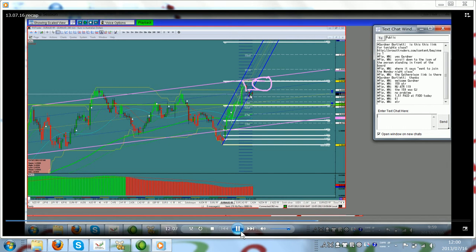However, they are at the top of the trend. They've already taken it out. So they should do an A, B, and a C, which means they could come all the way down to here, in which case we then get this one.